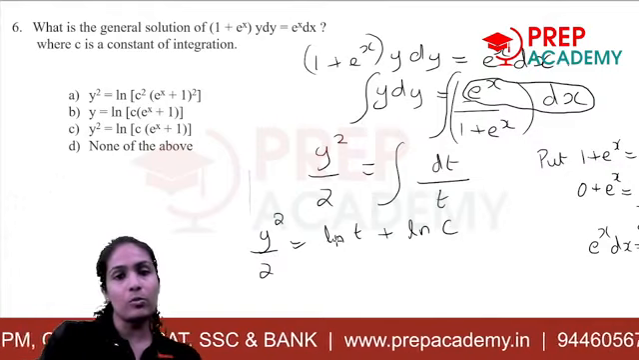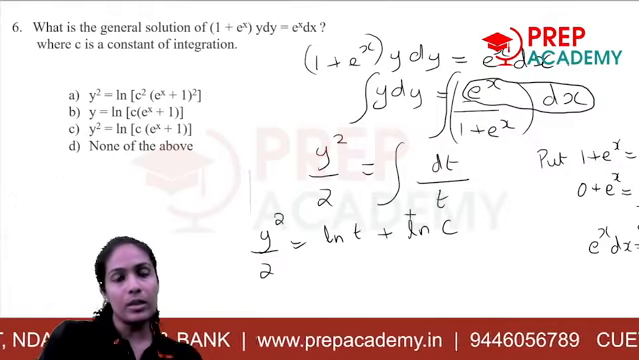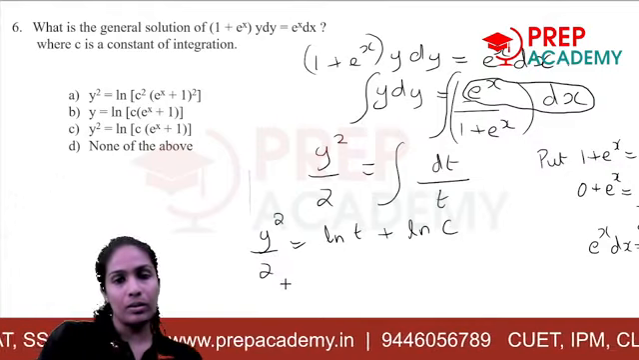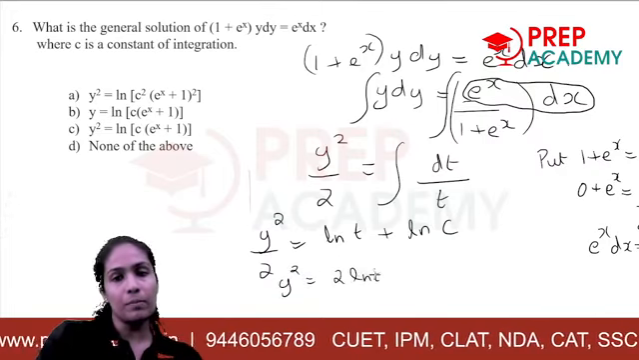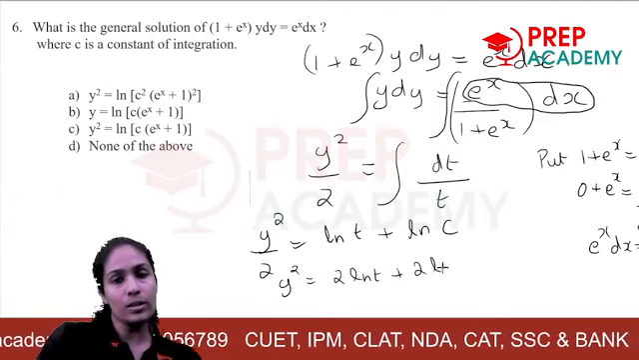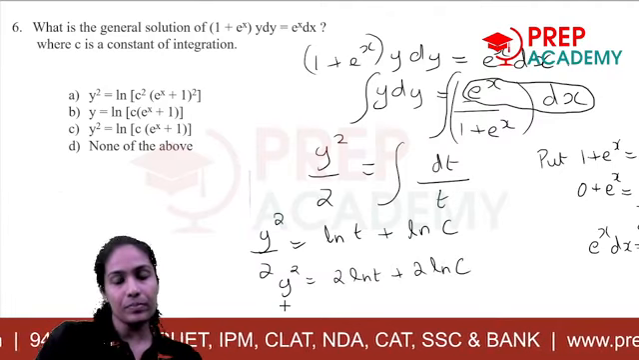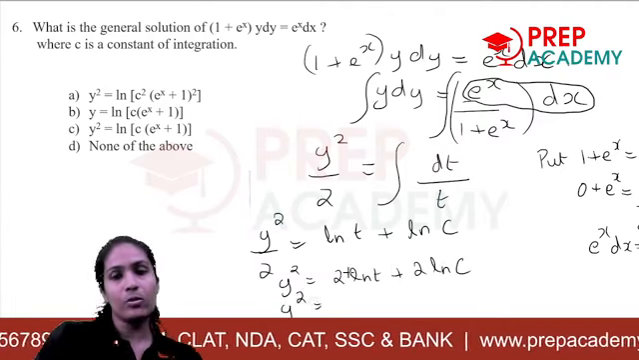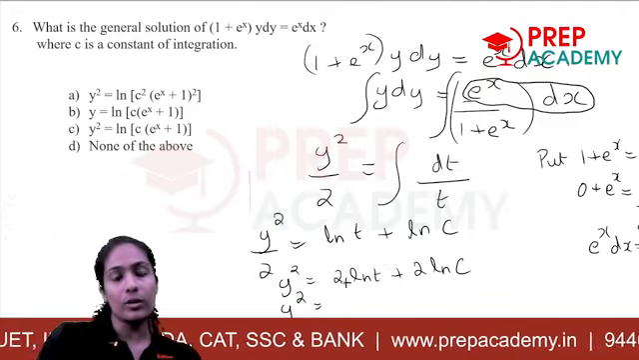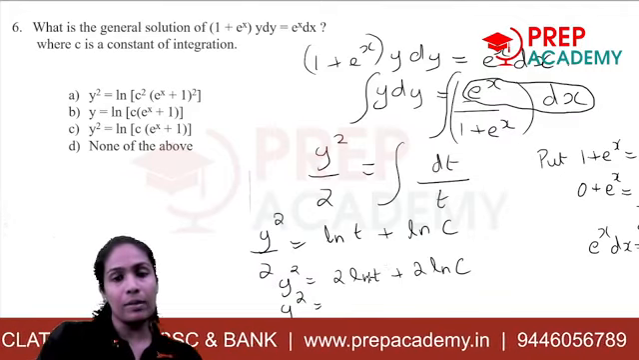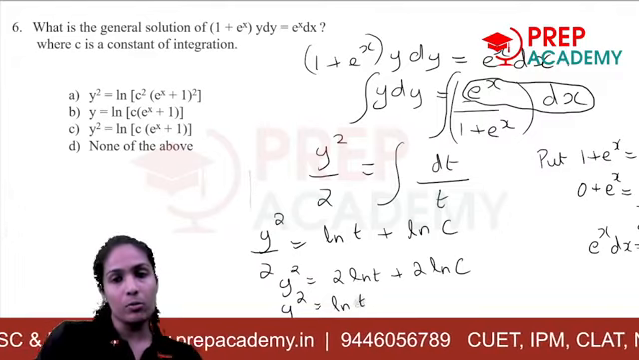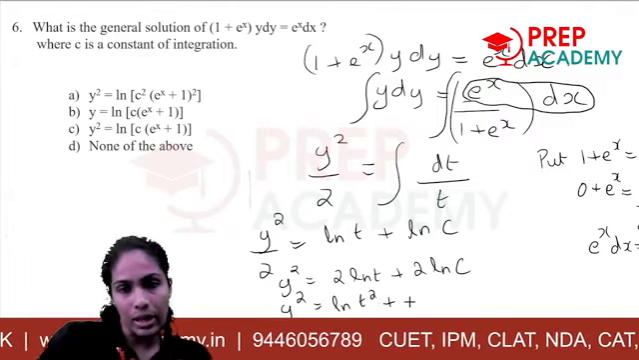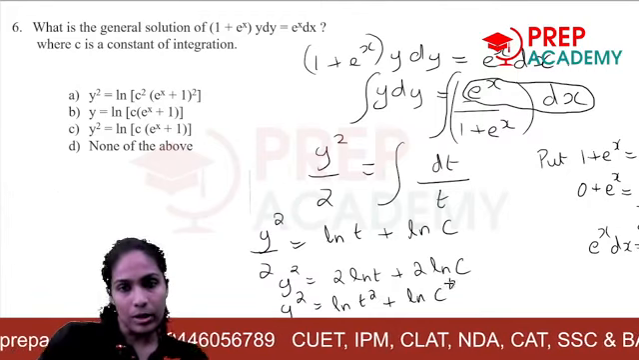So y square by 2 is equal to log t plus log c. Or y square is equal to 2 log t plus 2 log c. m log a can be written as log a raised to m. So 2 log t can be written as log t square, and 2 log c can be written as log c square.